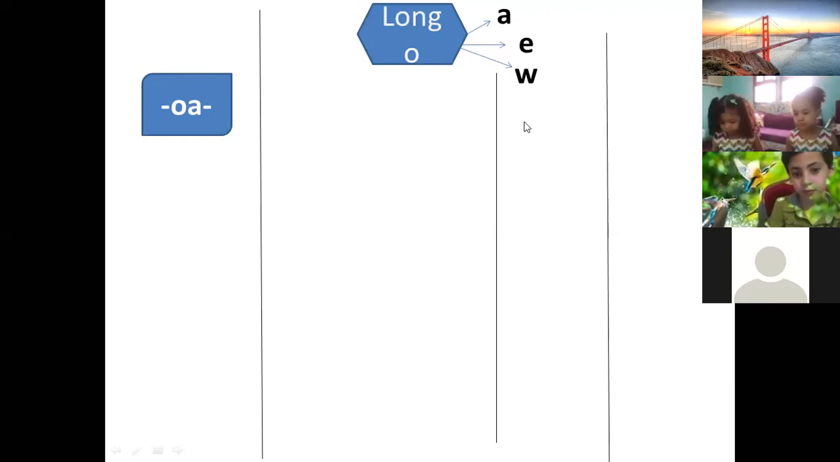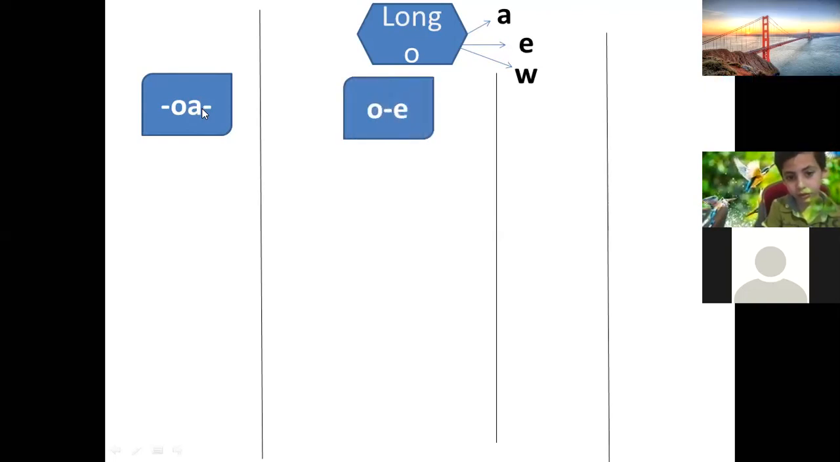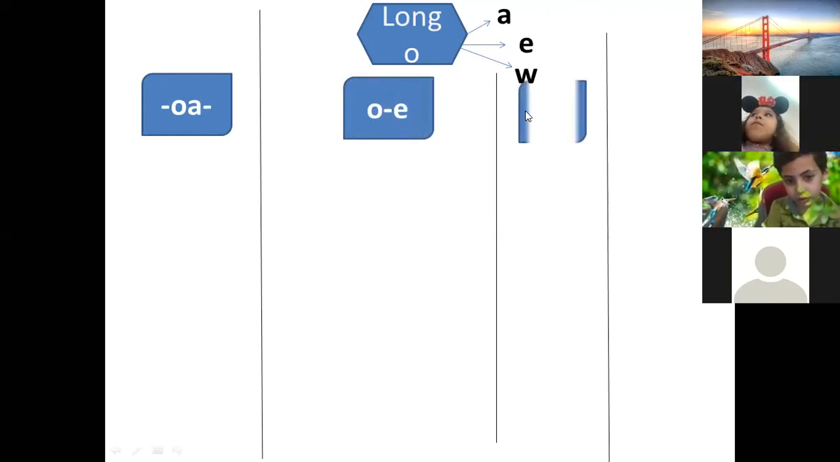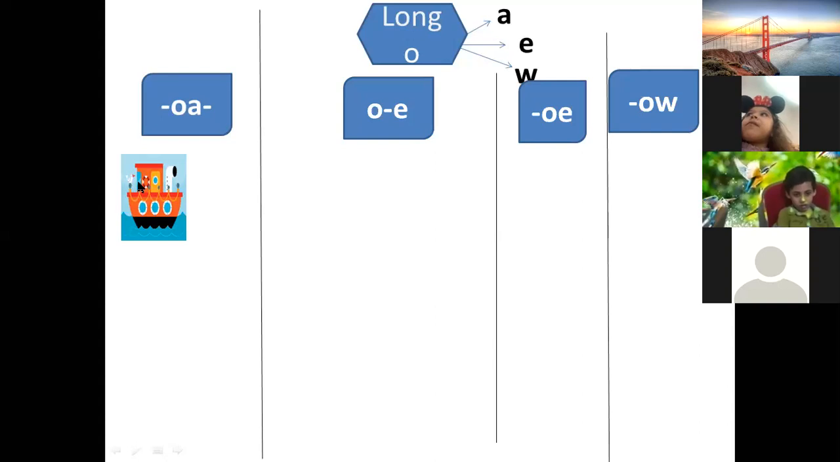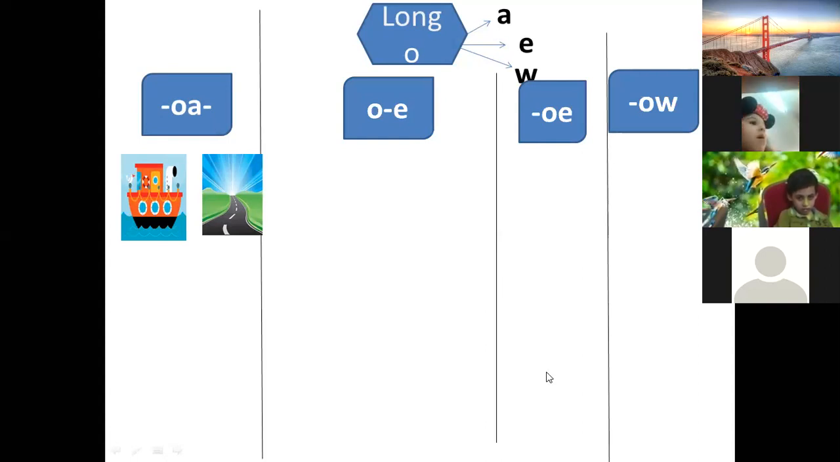Okay. So here, KG, we have O and A closed, O and E separated, O and E closed, O and W closed. Okay, KG, the first. What is this, KG? What do you see here at this picture? Boat. Boat, excellent. What is this, KG? Rod. Super. Who said rod? Mariam Imam. Excellent. So here we have boat, rod.